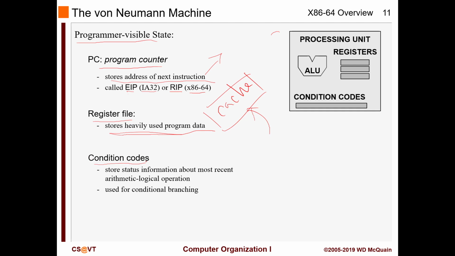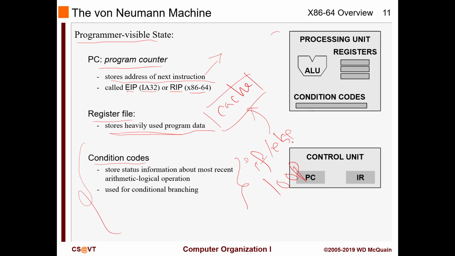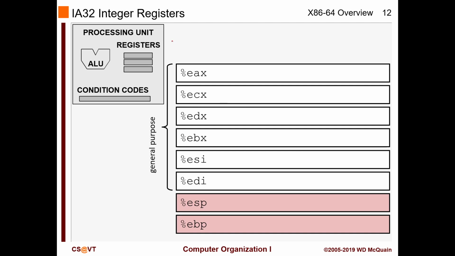And we have condition codes, which store status information about the most recent arithmetic logic unit operation, used for conditional branching. It will make more sense in the assembly part, but for now you can just think of it as if-else and loop statements. That part is stored in the condition codes, and one part of it is taken care of by the control unit. This is what the IA32 integer registers look like. So it had this register part. This is what it looks like.